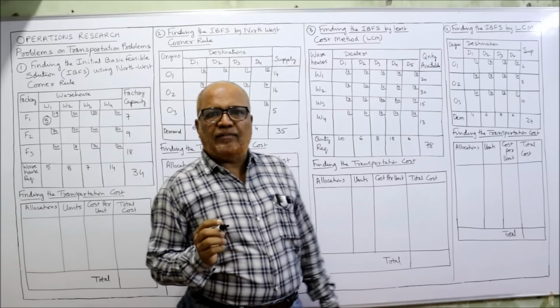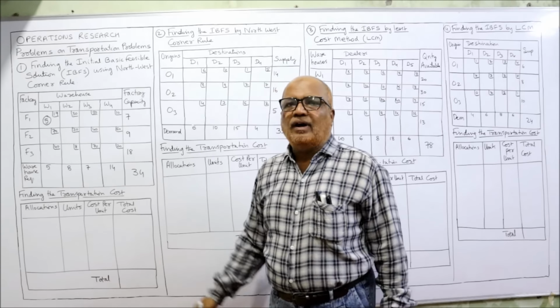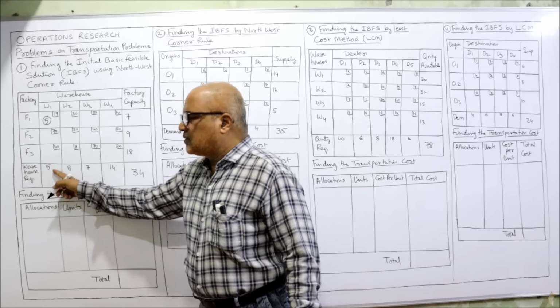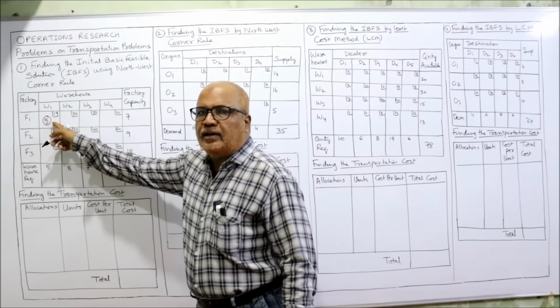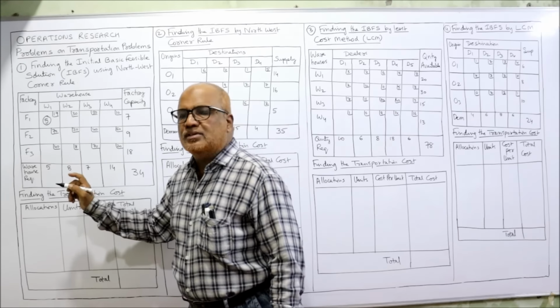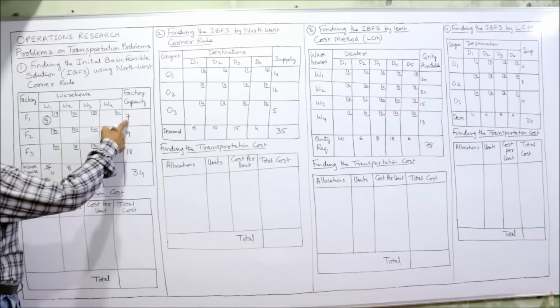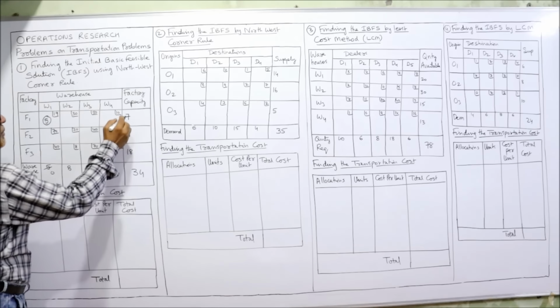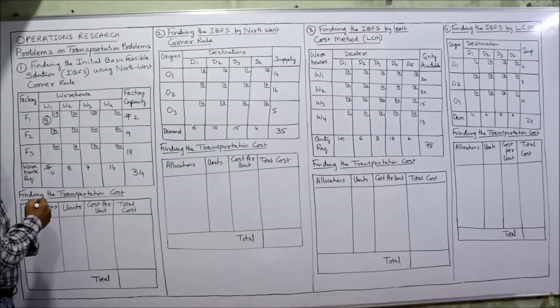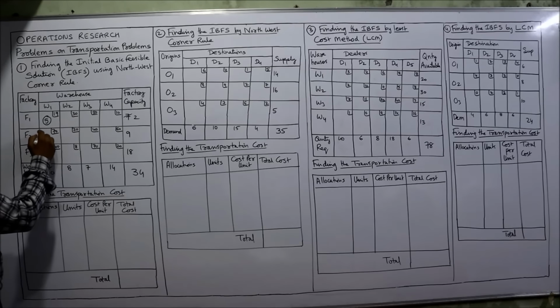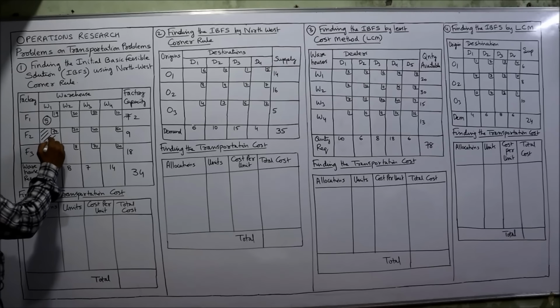I am allocating 5. After allocating 5, you have to cancel this total 5 units. The whole 5 units I have allocated here. So 5 minus 5, 0. Here the total was 7. 7 minus 5 remains 2. When the column has become 0, block the column. Like this, you have to block the column.